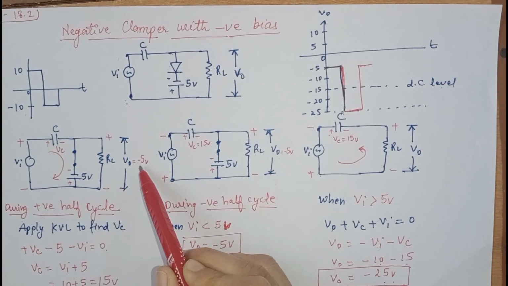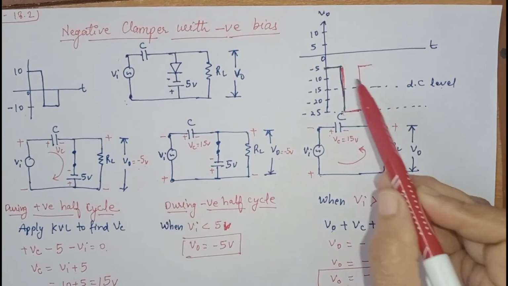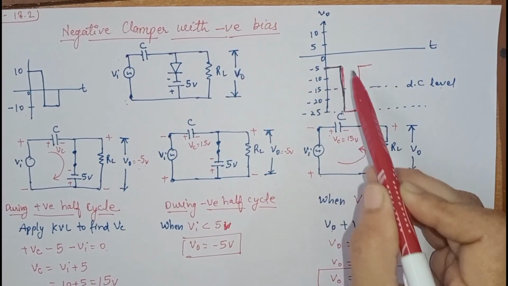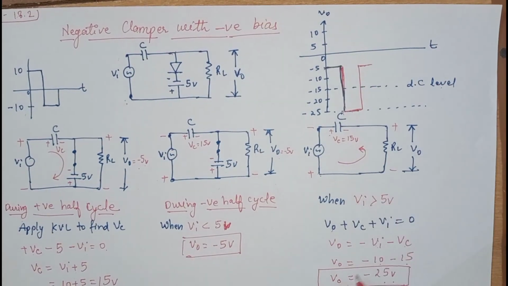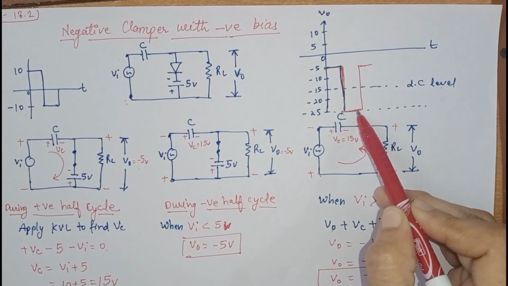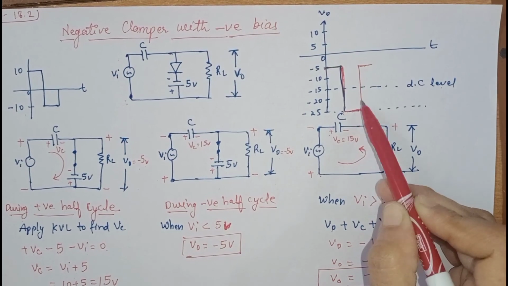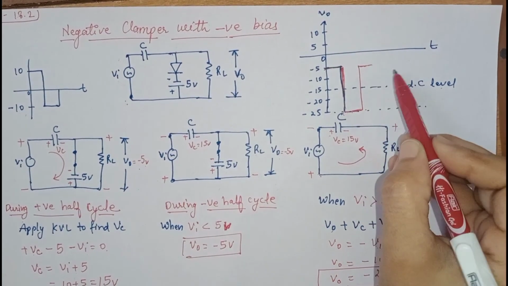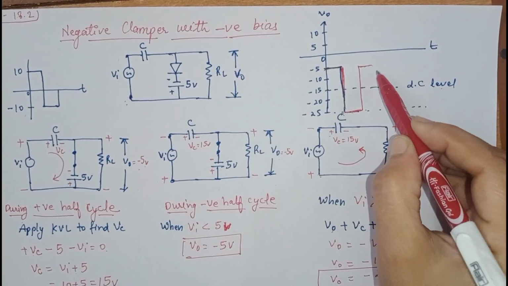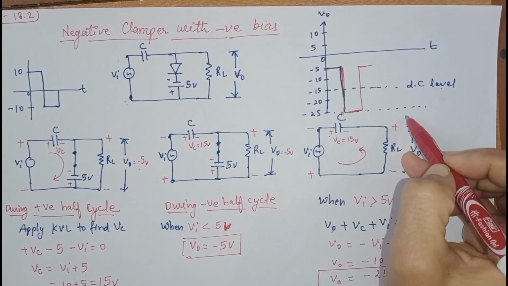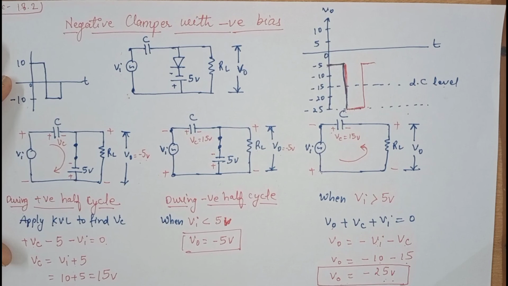During positive half cycle, output is minus 5, so it is minus 5. Then during negative half cycle, output is minus 25. So this is the output waveform of this circuit and it will continue in the same manner. I hope you got the concept of negative clamper with positive bias as well as with negative bias.